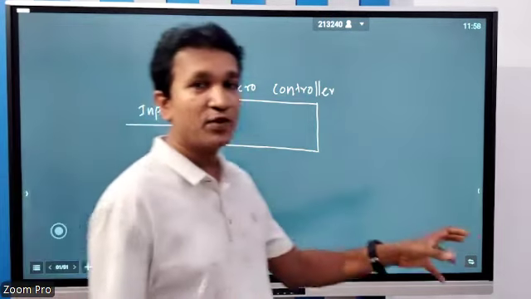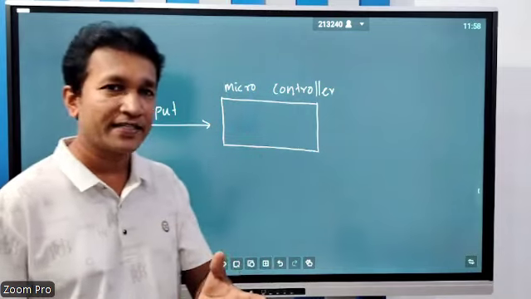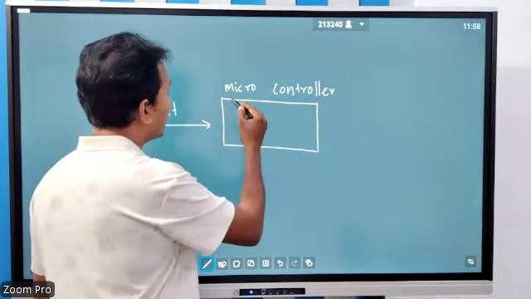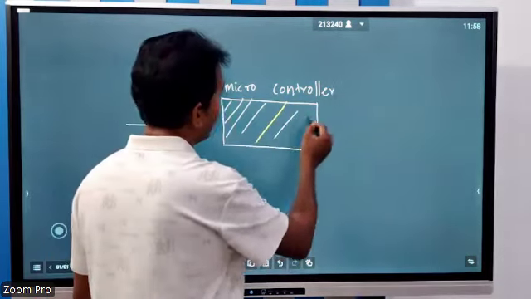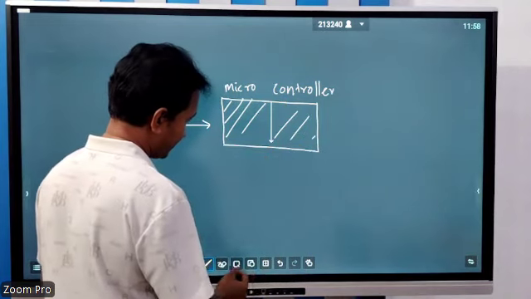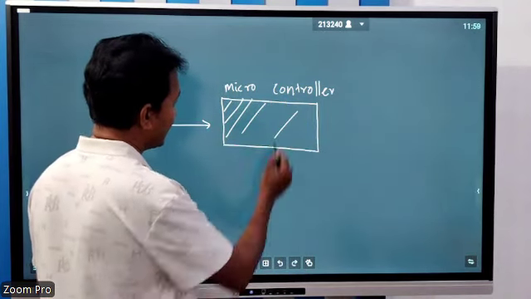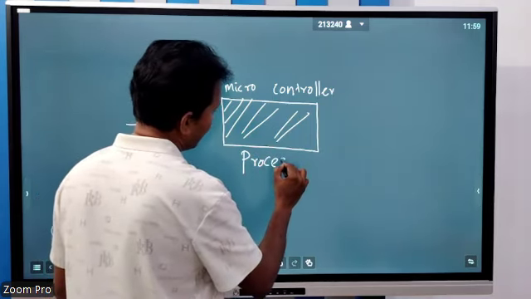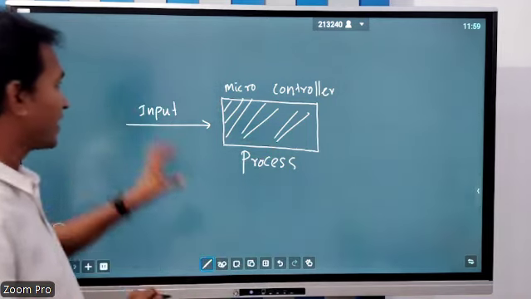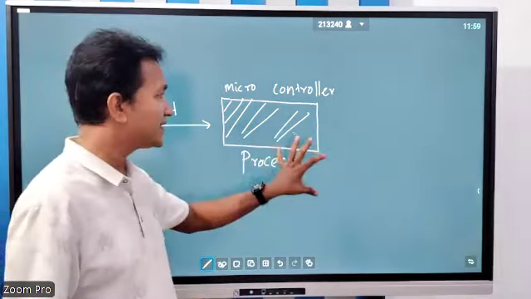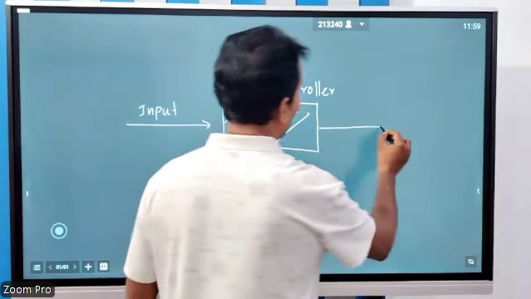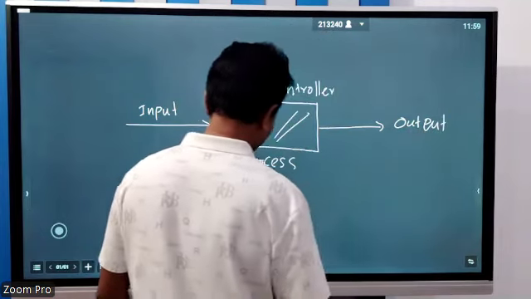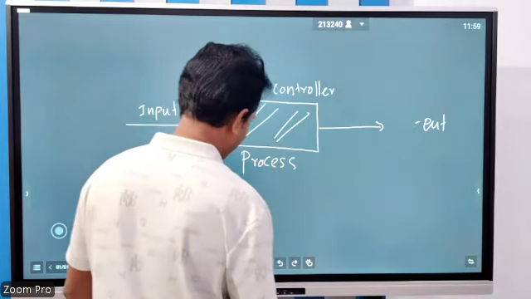Right? To be a computer, there are three things to complete. There should be an input. Right? Inside this microcontroller, what will happen? Process. Yes, process. There is a process inside this microcontroller. Input is there, there is a process, and it will give what? Output. It will give output.